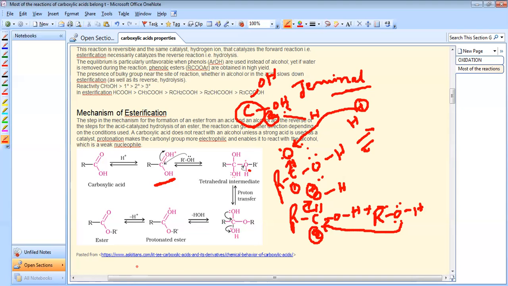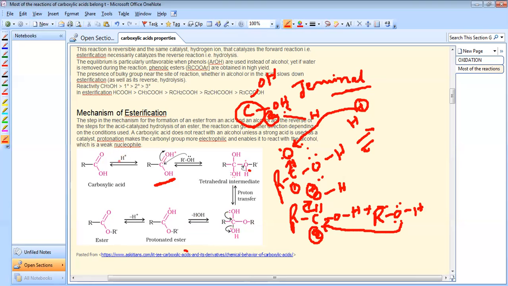After attacking of H plus ion here, again we get a hydronium ion, and then this lone pair of electrons shifts here. Then this bond is completely broken. So that means the water molecule will be removed. Again, this oxygen will get the positive charge. Then deprotonation takes place, so the H plus ion will be removed. Thereby we get ester. So this is esterification, esterification in presence of acid.